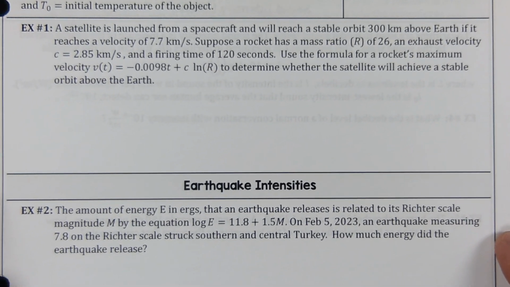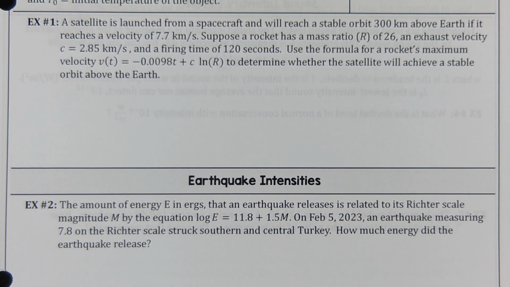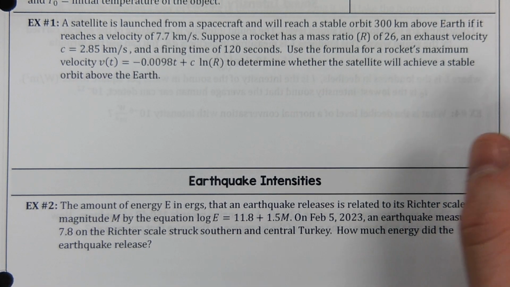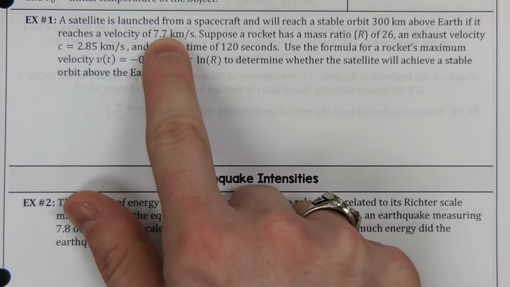A satellite is launched from a spacecraft and will reach a stable orbit 300 kilometers above Earth if it reaches a velocity of 7.7 kilometers per second. Suppose a rocket has a mass ratio, R, of 26, an exhaust velocity, C, of 2.85 kilometers per second, and a firing time, which would be T, of 120 seconds. We're going to use this formula to determine whether the satellite will reach a stable orbit. And remember, it's a stable orbit if it gets to this velocity.